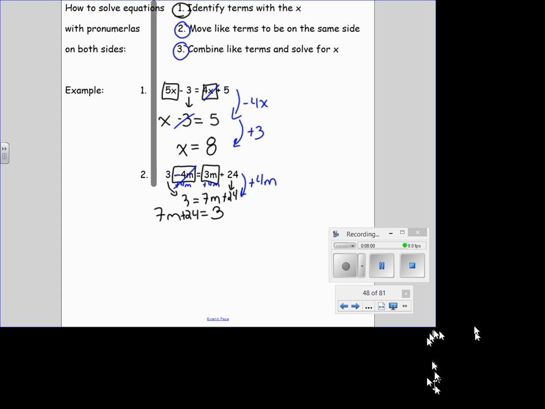So now I know that in order to solve for m, I'm going to subtract the 24 to get rid of that plus 24. 7m is left over, and 3 minus 24 gives you negative 21. Last step, to get rid of the 7, which is a coefficient. Remember, to get rid of a coefficient, we divide. So we have m is equal to negative 3. And that got rid of my 7 for me.